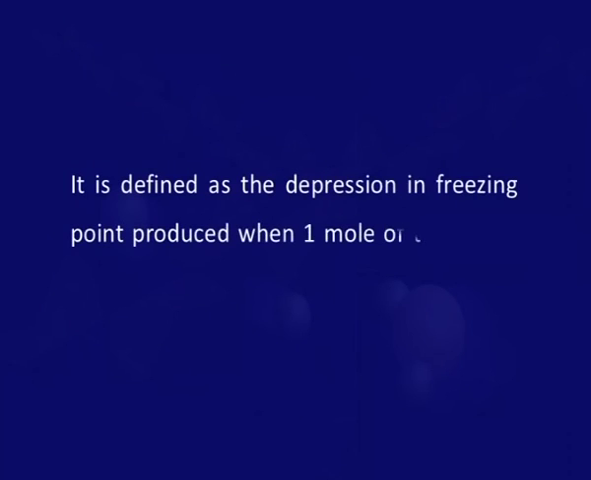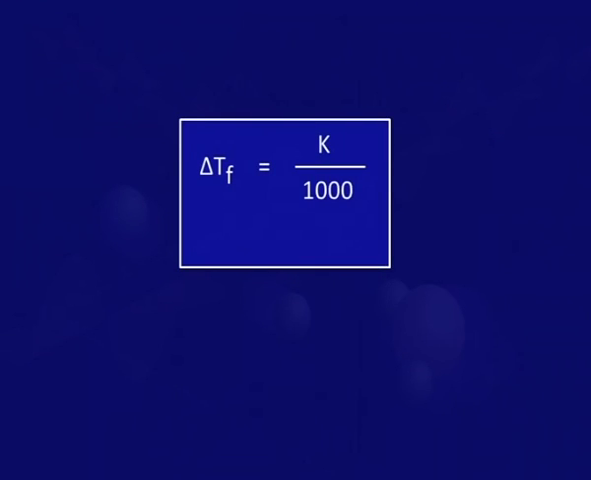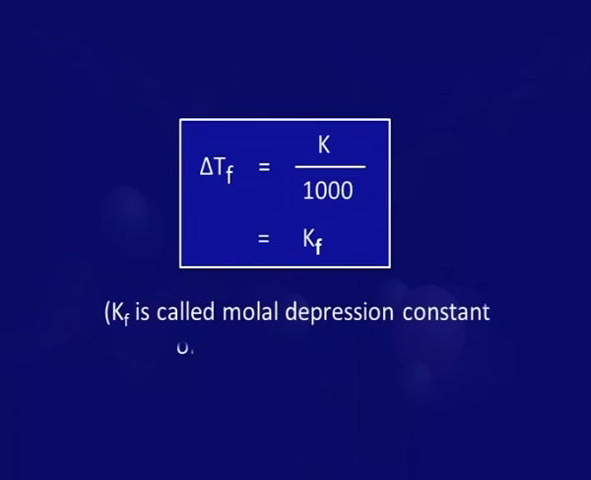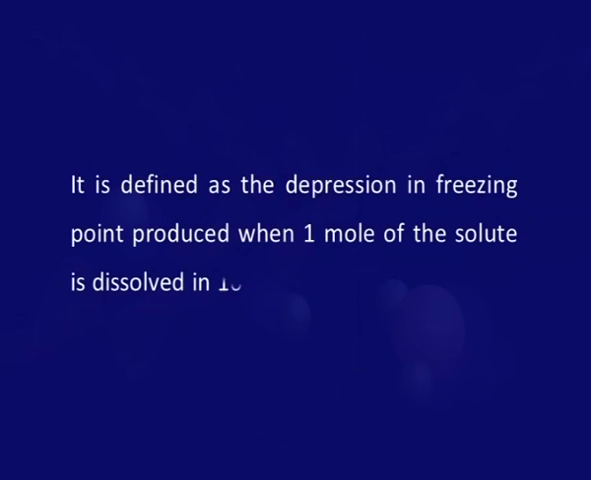Similarly, if we dissolve 1 mole of solute in 1 kg, that is 1000 grams, of solvent, we will get delta Tf equal to k upon 1000. This k upon 1000 is again a constant which is replaced by Kf. This Kf is known as the molar depression constant or cryoscopic constant. The molar depression constant or cryoscopic constant is defined as the depression in freezing point produced when 1 mole of solute is dissolved in 1000 grams or 1 kg of the solvent.